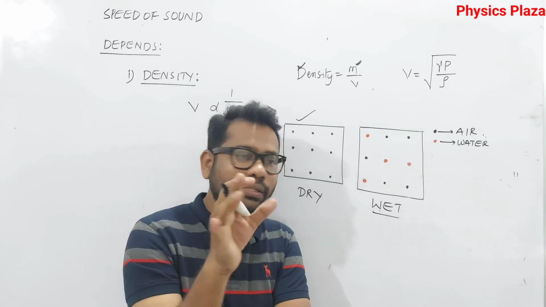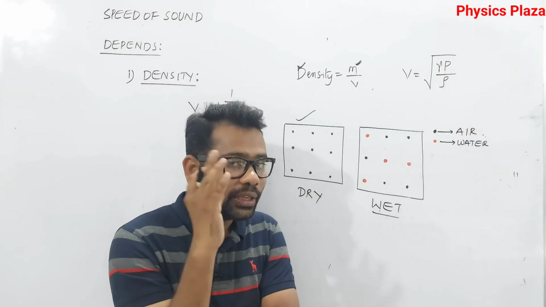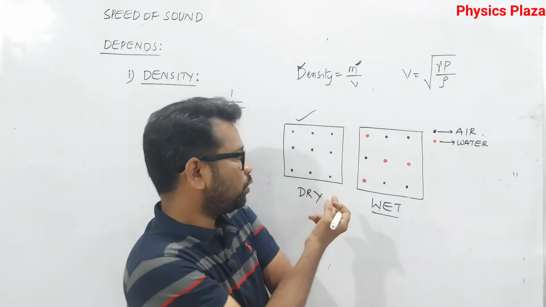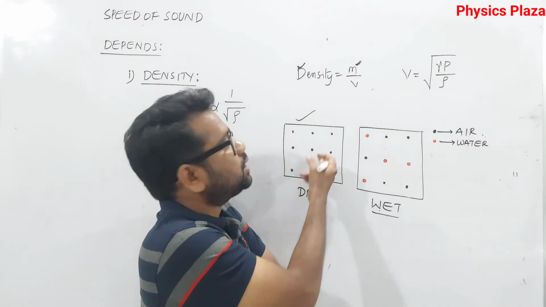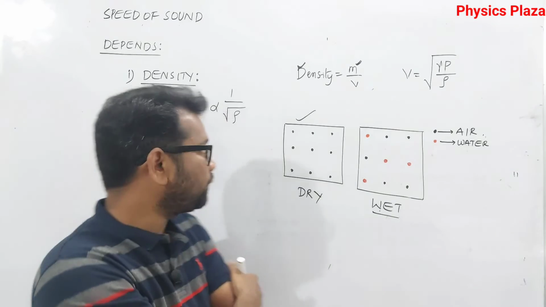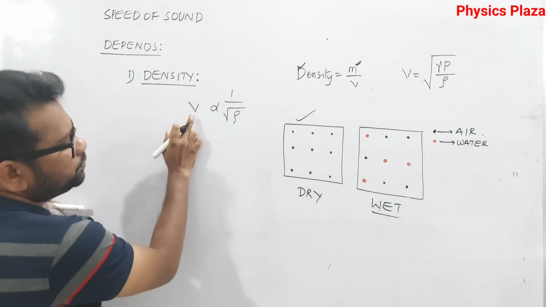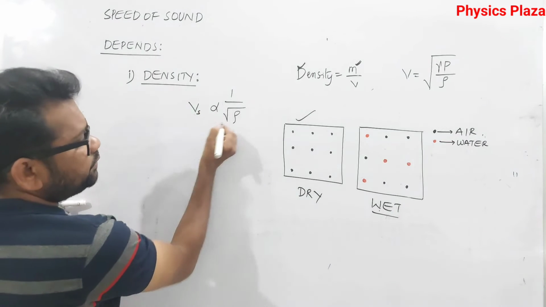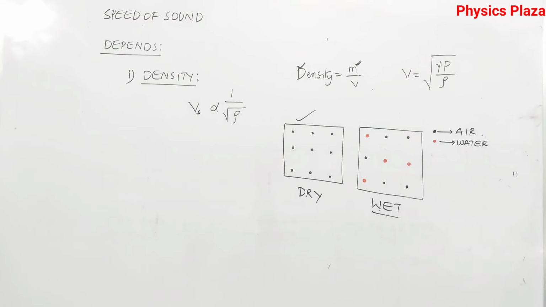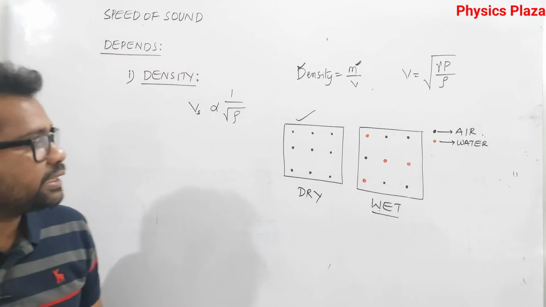Density means what? Mass. See, for a given volume, you think about the mass here. Here more number of air molecules are there. More mass, obviously more density. Clear? Fine. Why I am saying? Because this important examination is a very, very important point. Now children, speed of the sound is inversely proportional to the density.